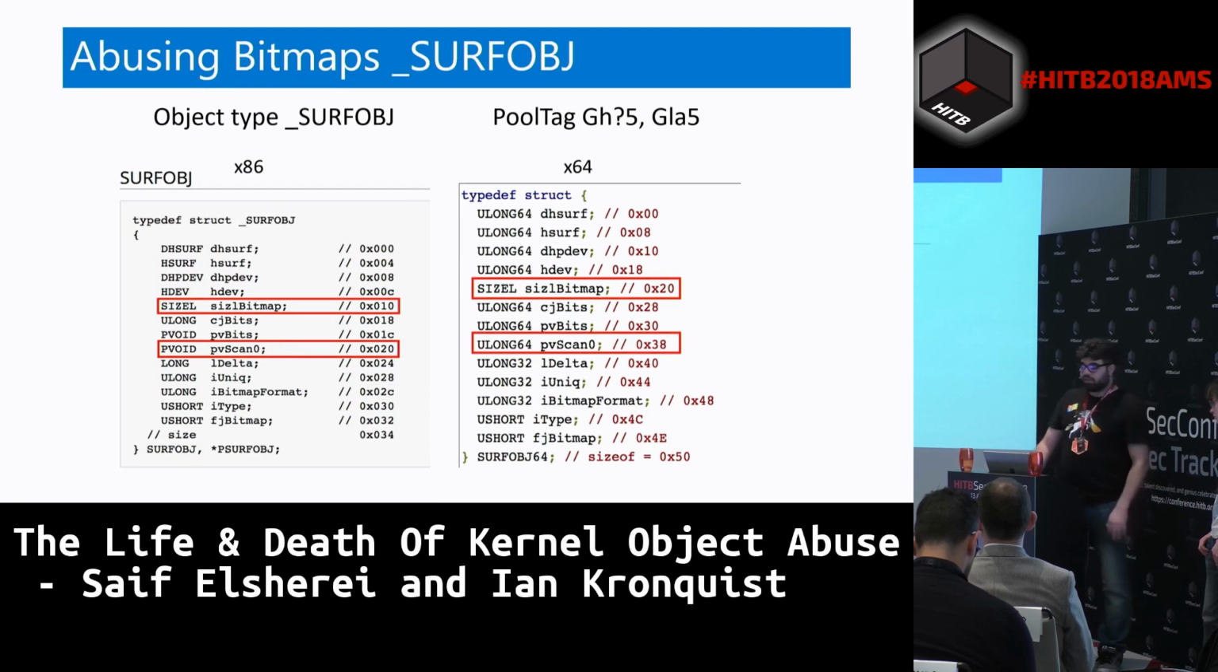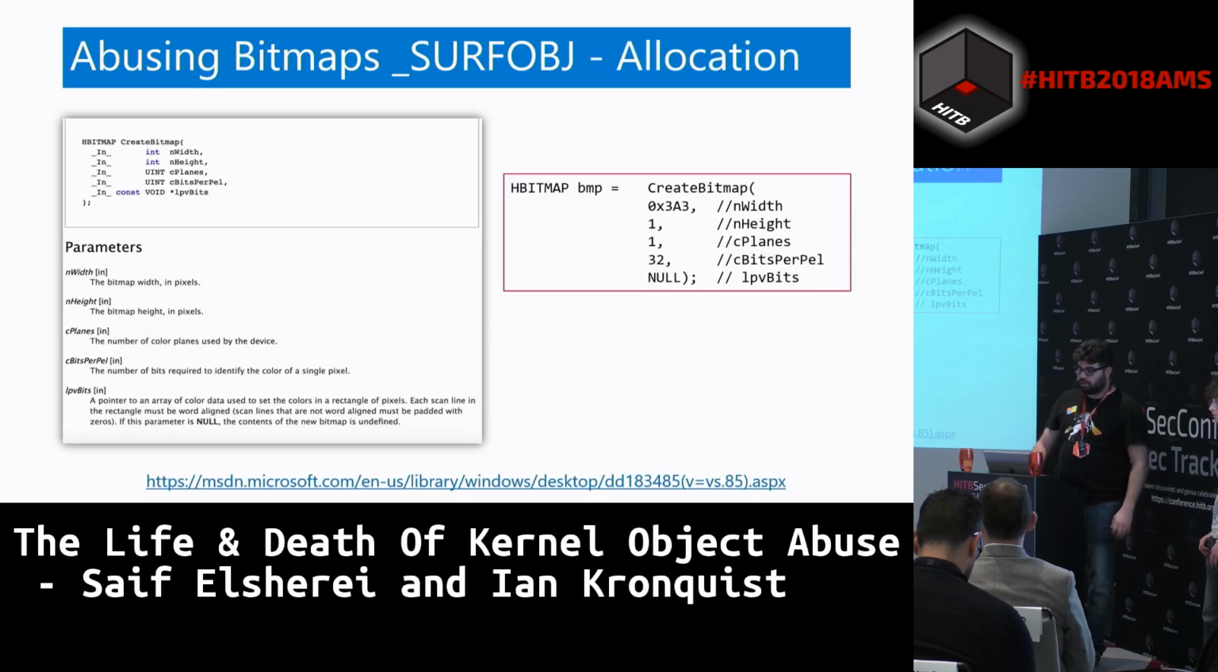You can see that I've highlighted a couple of interesting members. First is the sizlBitmap, which is the size of the bitmap. It's the width and the height of the bitmap. And the next one is the pvScan0, which is a pointer to the bitmap data in memory. Now, a lot of you might think that bitmaps allocated from user mode are actually allocated in user mode memory. But because it's a GDI subsystem, it's actually getting allocated into the kernel itself.